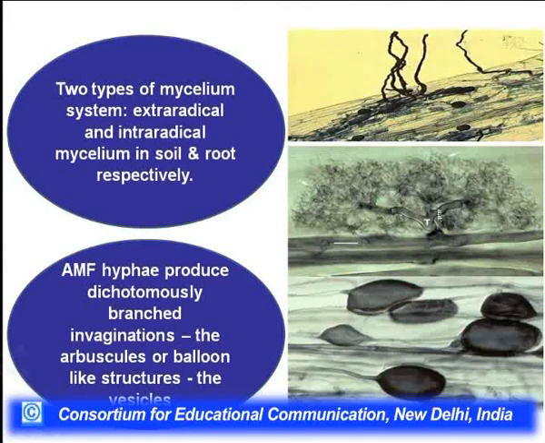This is the photograph of a little tree, meaning arbuscules. You can see these finger-like projections, or little tree, whatever you call it, colonizing the cortical cells of the plant root very well. Another type of structure is called vesicles. Vesicles are also present in the cortical region of the plant root. Arbuscules are the functional sites of nutrient exchange, while the vesicles are the storage organs.